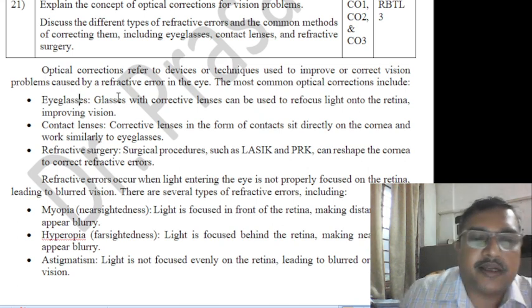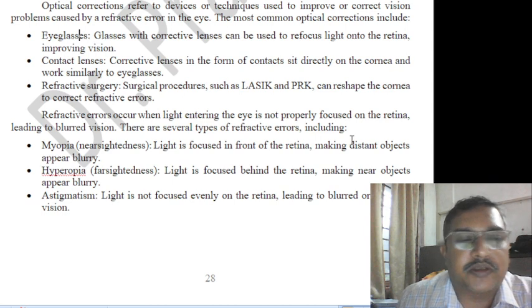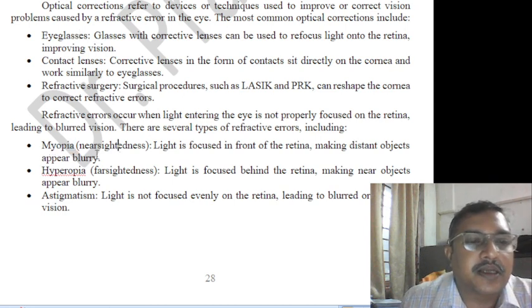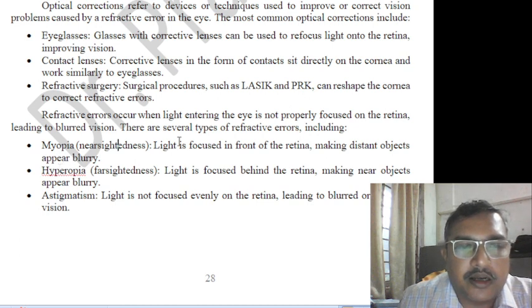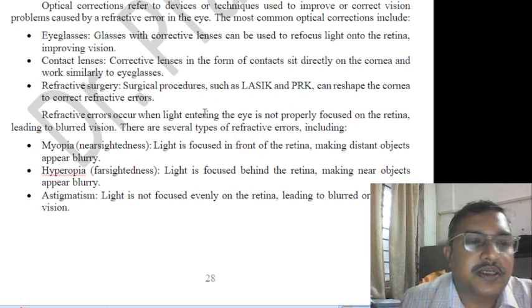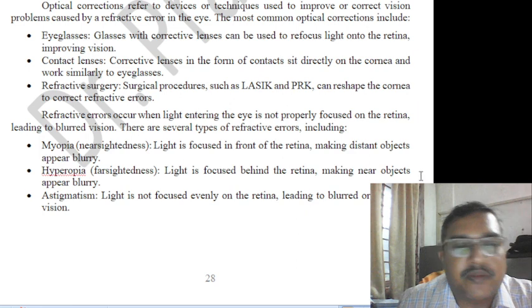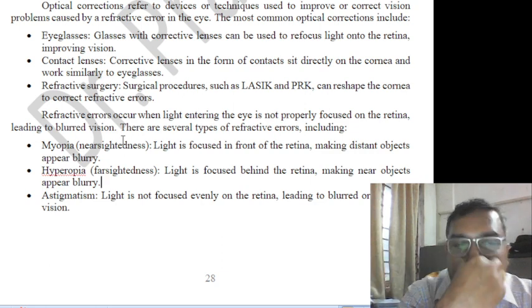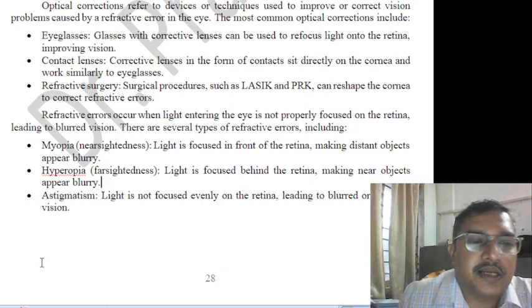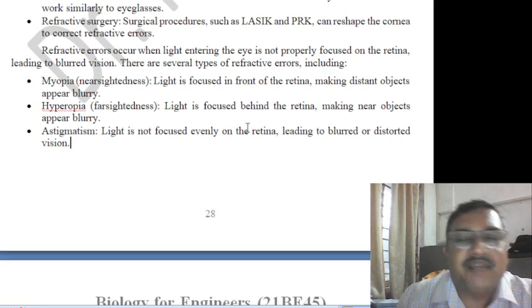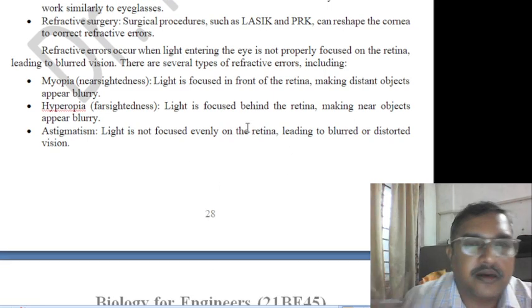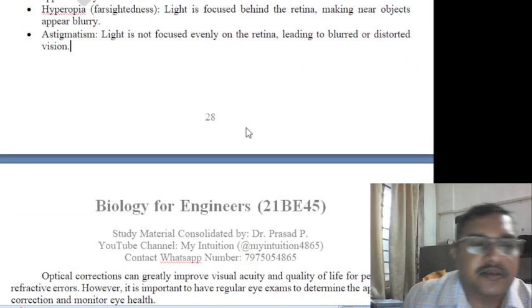Refractive errors occur when light entering the eye is not properly focused on the retina, like myopia. Myopia is nearsightedness: light is focused in front of the retina, making distant objects appear blurry. And hyperopia is farsightedness: light is focused behind the retina, making near objects appear blurry. So reverse cases: farsighted means near objects are blurry, nearsightedness means far objects are blurry, not clear. Or astigmatism, where light falls unevenly on the retina, making some distorted images.